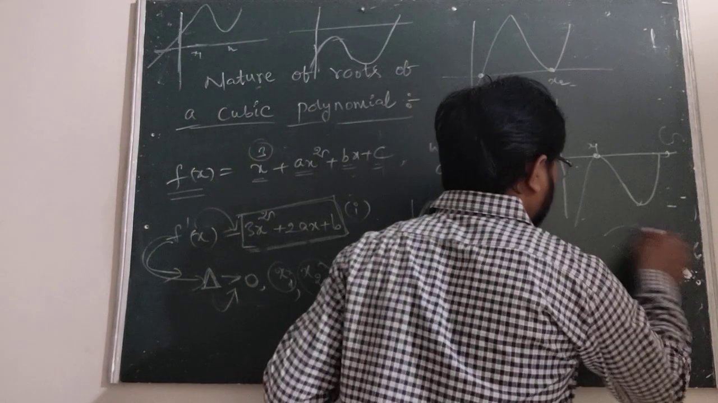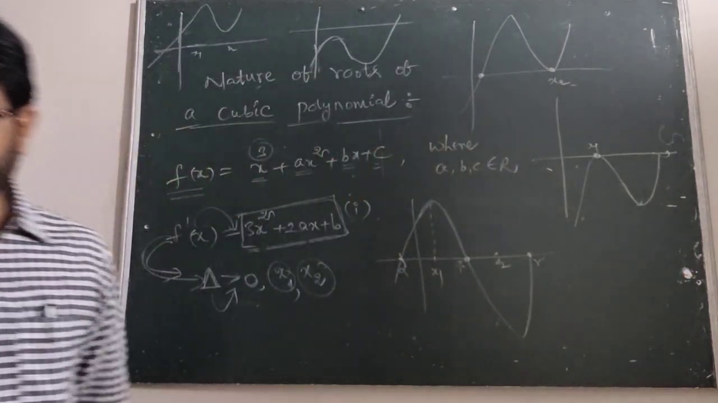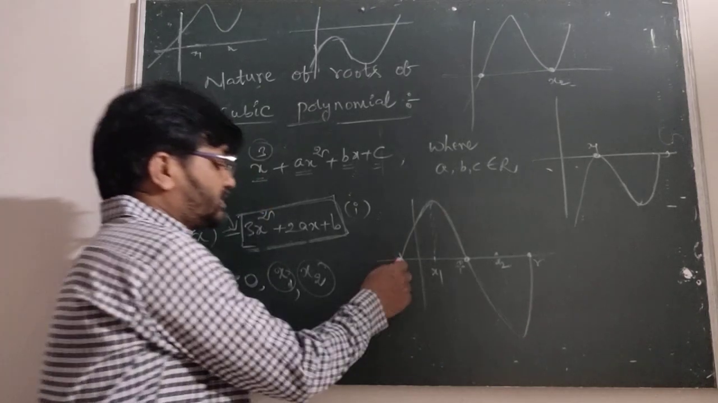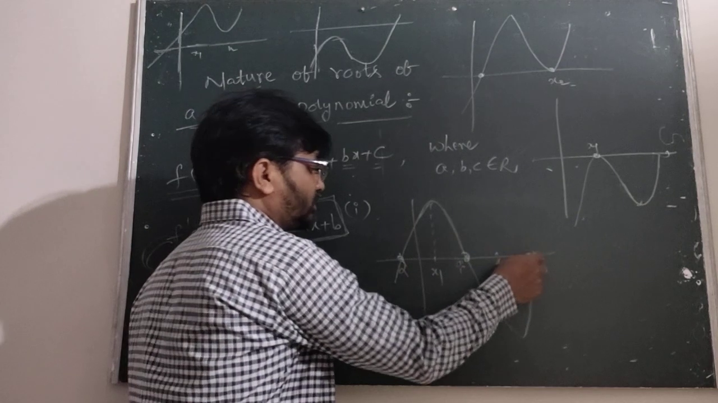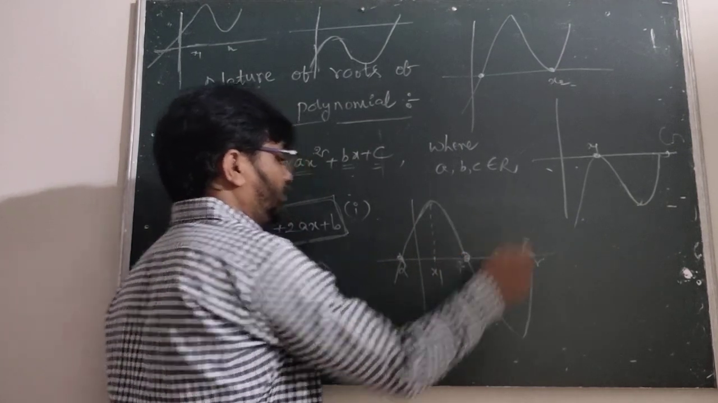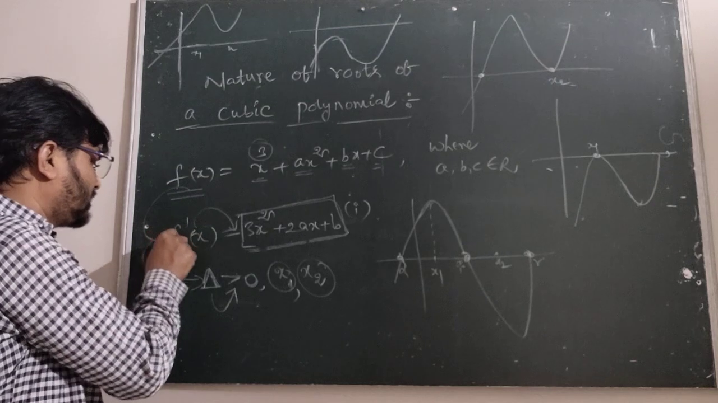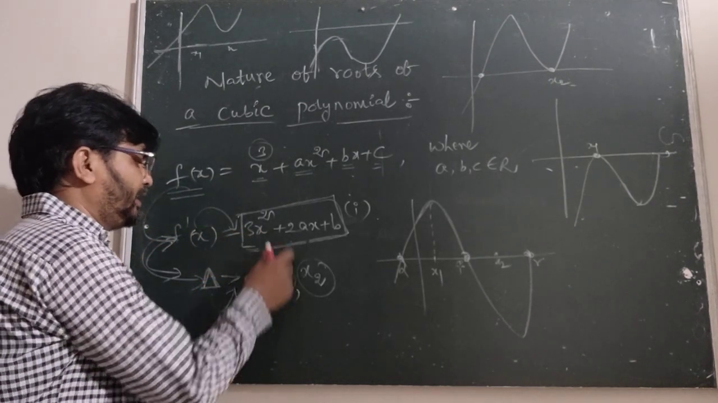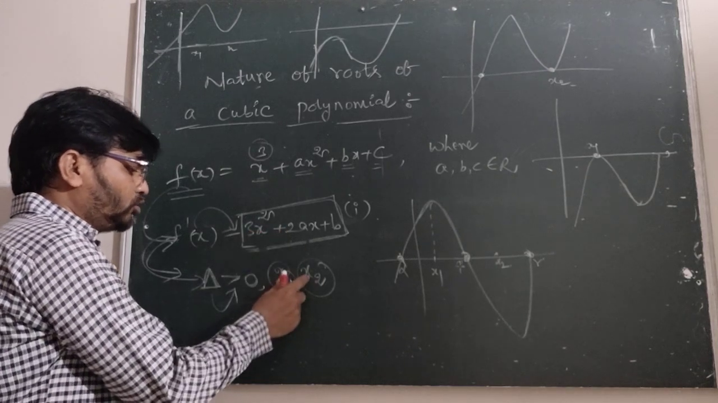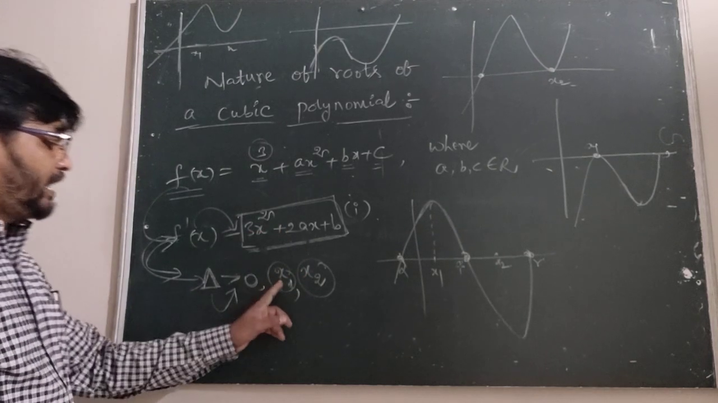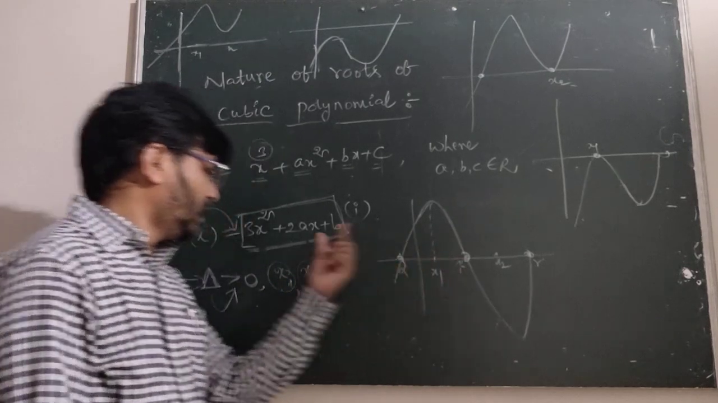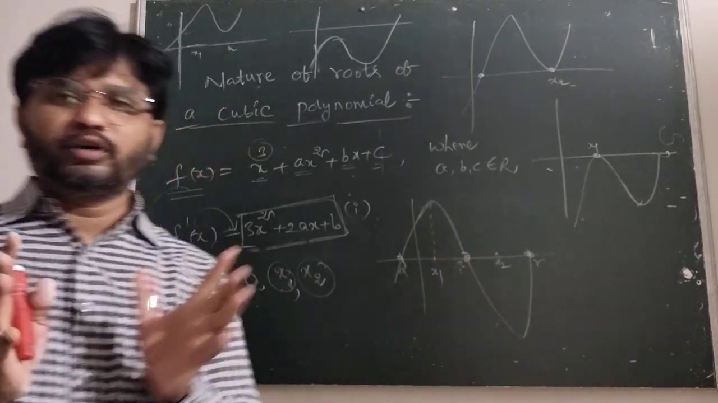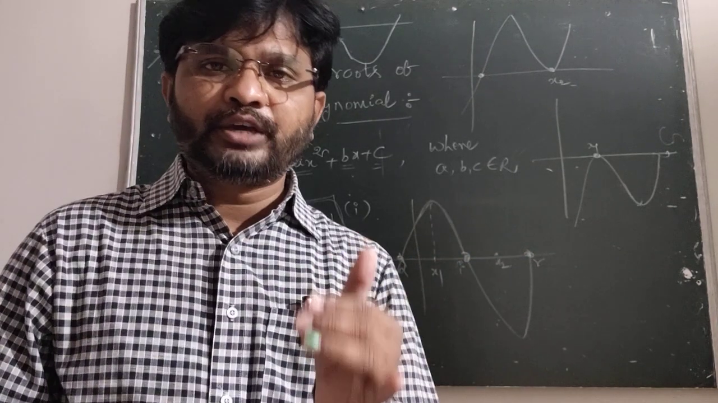Therefore, when the cubic equation has three real and distinct roots, it must cut the x-axis at 3 points. Those are alpha, beta, gamma. Suppose its derivative f dash of x has a discriminant greater than 0. Undoubtedly it represents two values, x1 and x2. One of them, x1, lies between alpha and beta. The other one must be between beta and gamma.